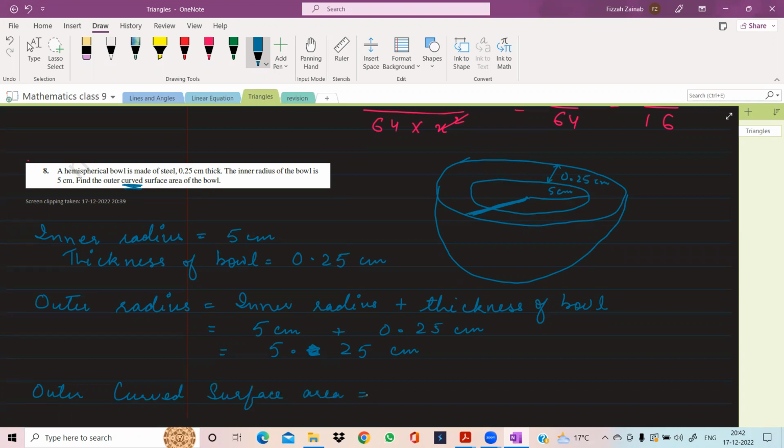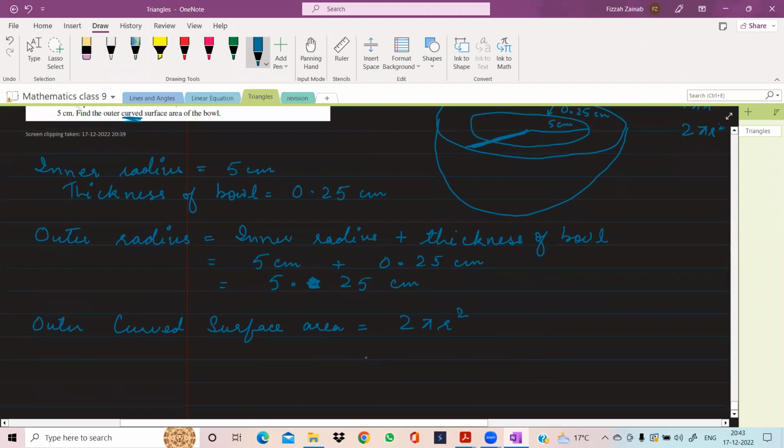Yes, what is the formula, Jaslyn? For a complete sphere, it's 4 pi r square. Now this is just half of it, so it becomes 2 pi r square. Understand? Because the ball is open at the top, you're not taking the top, only the curved part you have to find. So this is 2 pi r square. Clear? Now just put the value here.